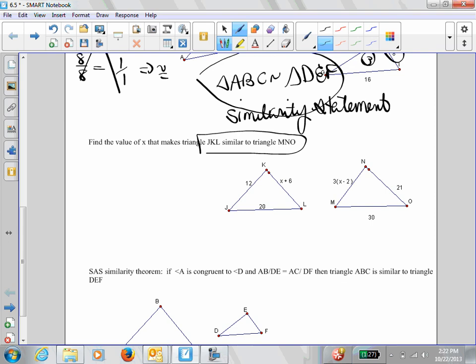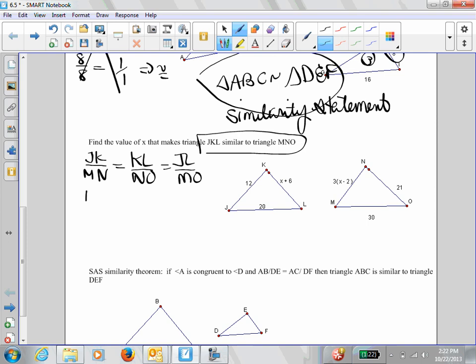Okay, so that means JK will be compared to MN. And that, because they're similar, KL will be compared to NO, and JL will be compared to MO. It kind of helps you to write all that down. All right, so let's take a look.